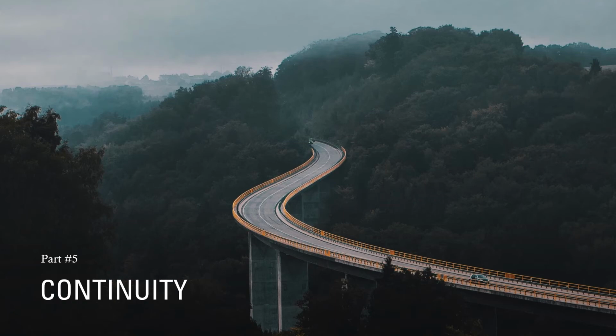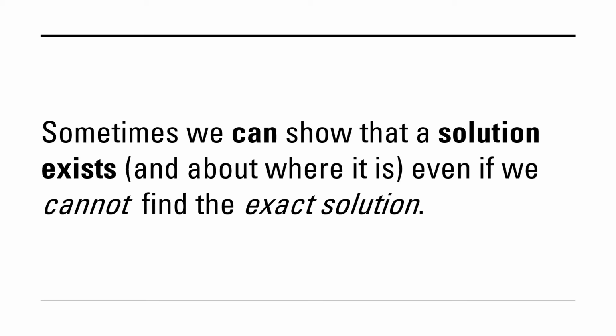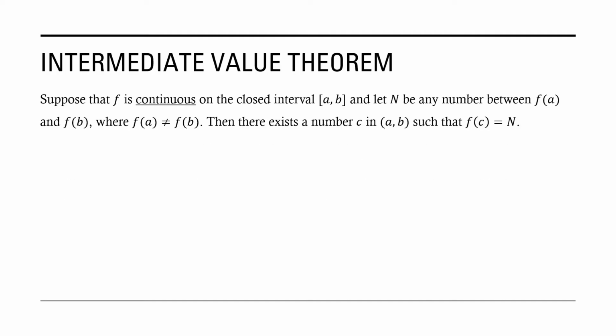Continuity, Part 5. So this is just more of showing that a solution exists, even if we can't find the exact solution, by using the intermediate value theorem.